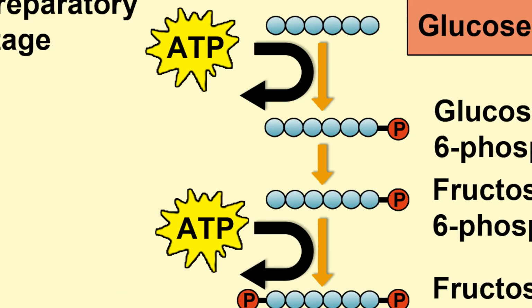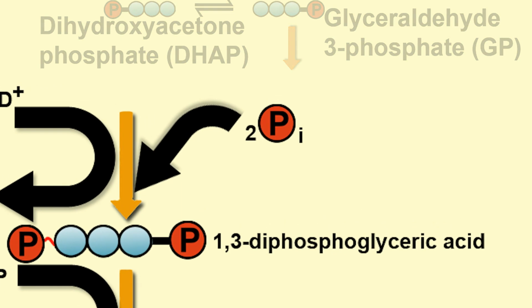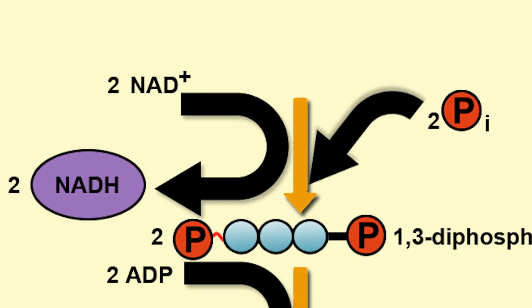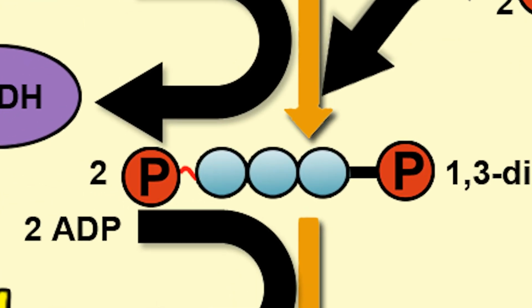You will notice in the steps so far, 2 ATP molecules have been used. An inorganic phosphate is then added to G3P, and in the process, NAD+ turns into NADH. We now have 1,3-diphosphoglyceric acid. Notice that this molecule has a phosphate on each end.